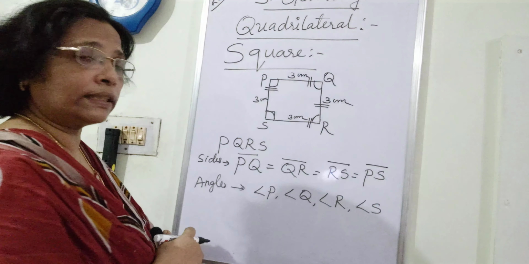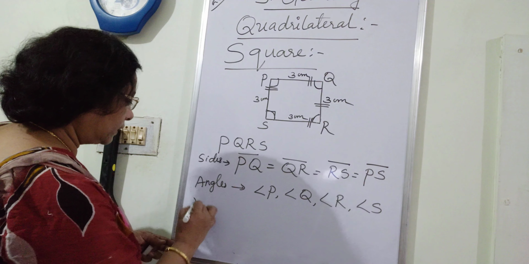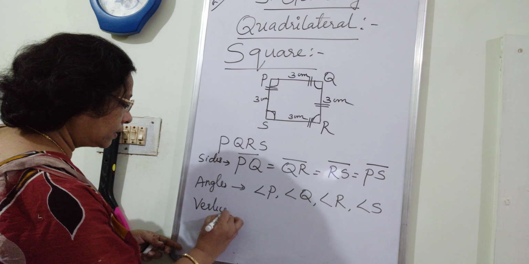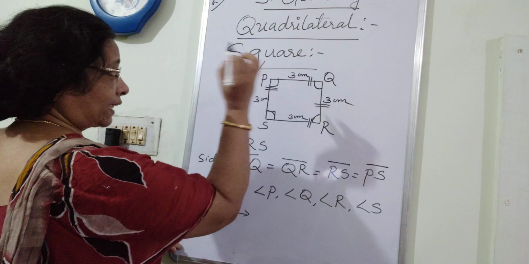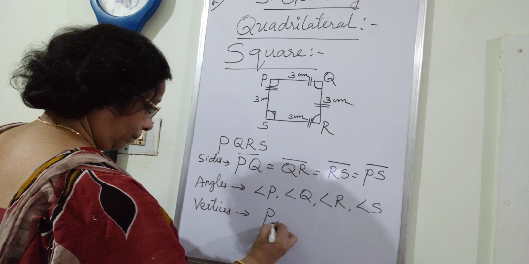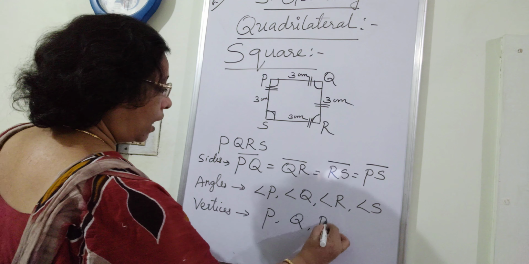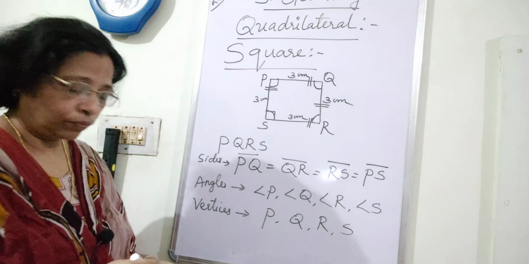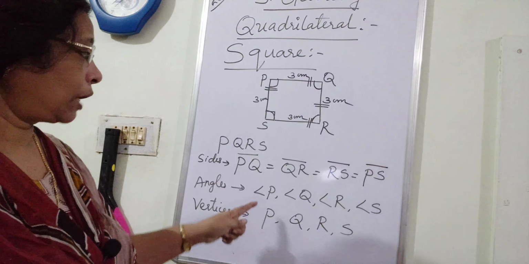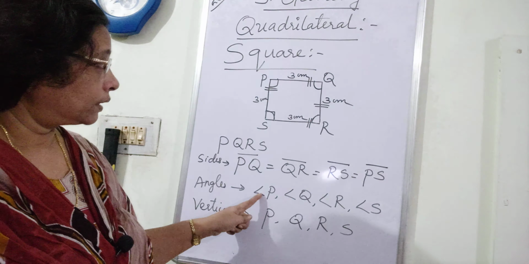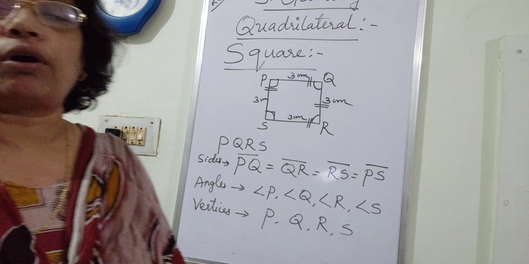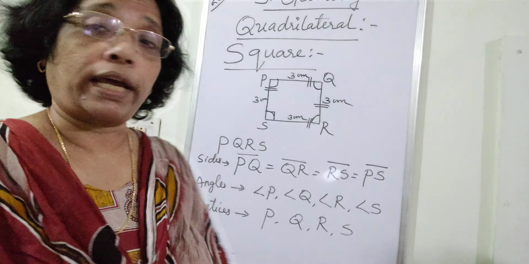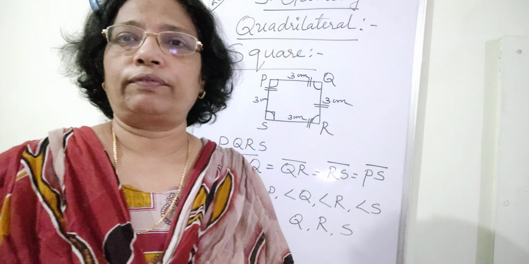And how many vertices? Here also there are 4 vertices. Vertices are 4 in a quadrilateral. This is a square. So which are the vertices? That corner, this point, is a vertex. Points P, Q, R and S are the 4 vertices. Understood? Angle name you have to write using angle notation. Then these points PQRS are called the vertices of a square. I hope that all of you got it.